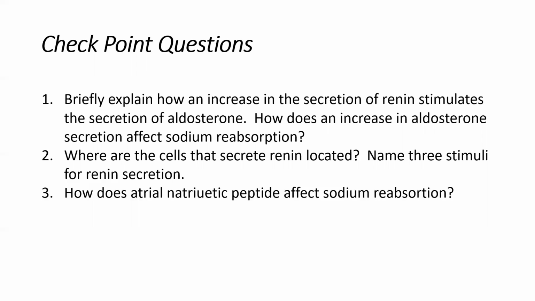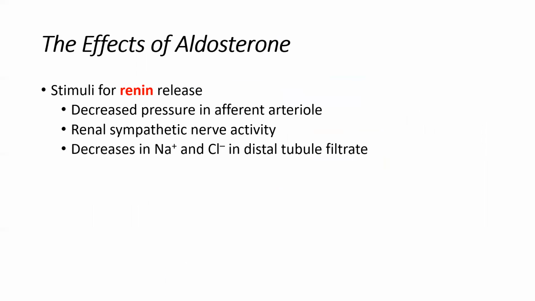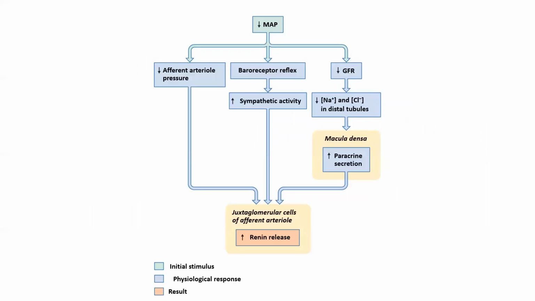Name 3 stimuli for renin. So the 3 stimuli that we mentioned, if we go back to this slide: a decrease in the sodium and chloride in the distal part of the filtrate. And what this is really communicating is that there's a decreased GFR. The second stimulus was baroreceptor reflex activity, which is also communicating a decrease in pressure, right? Because we now have sympathetic activity, we now have a decrease in the stretch of those arterioles because of the decrease in pressure.